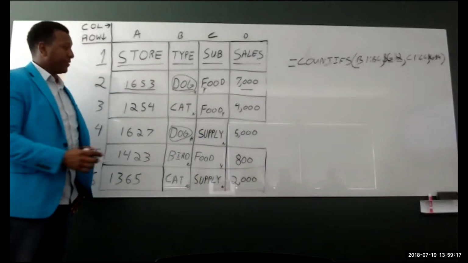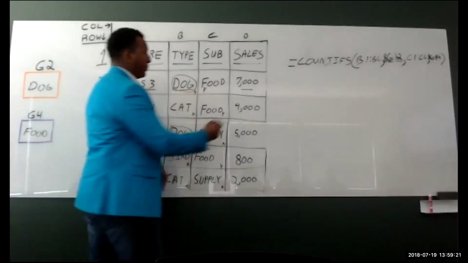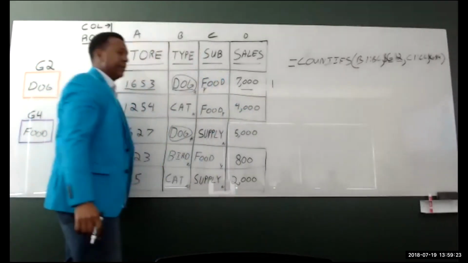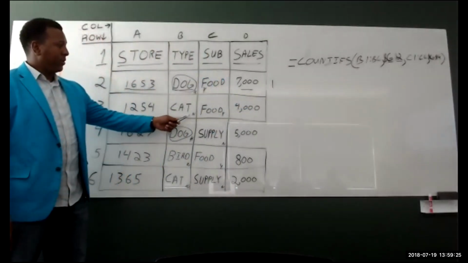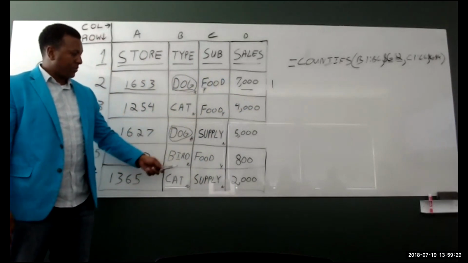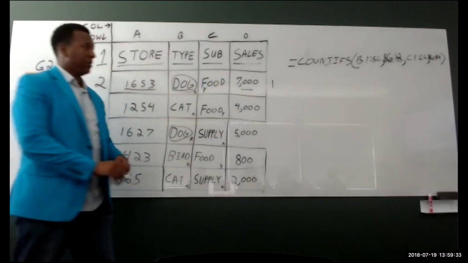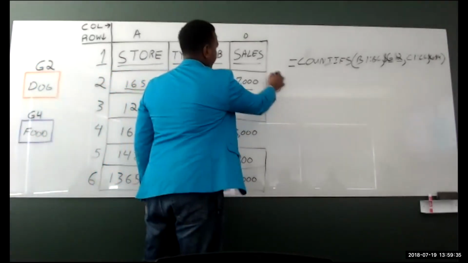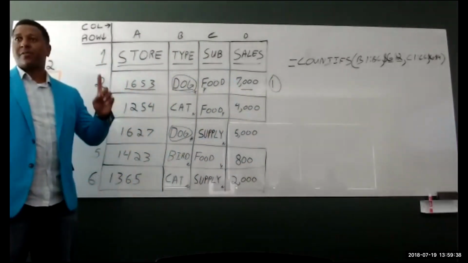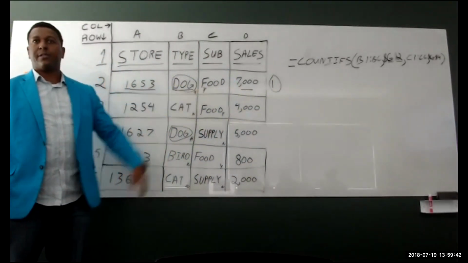So then Excel is going to say, okay, I got a yes here, a yes here. I'm going to count it. 1. I got a no here and a yes here. That's a 0. Yes, no, 0. No, yes, 0. No, no, 0. So my answer is 1, because it only found one instance where there was dog and food.